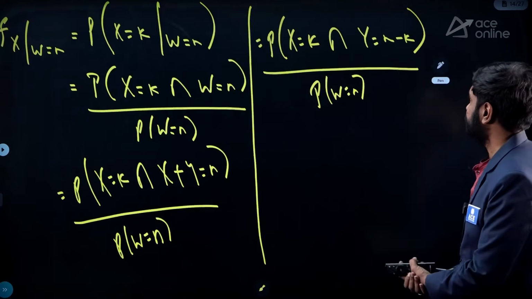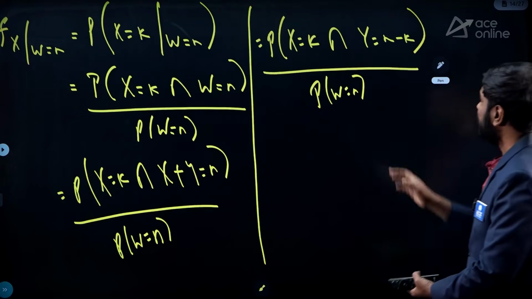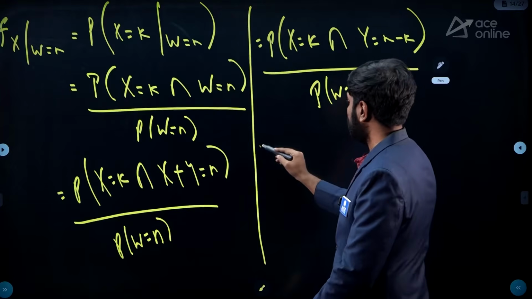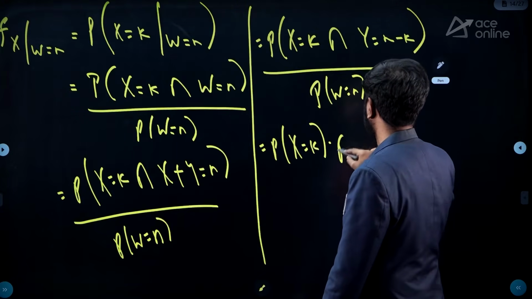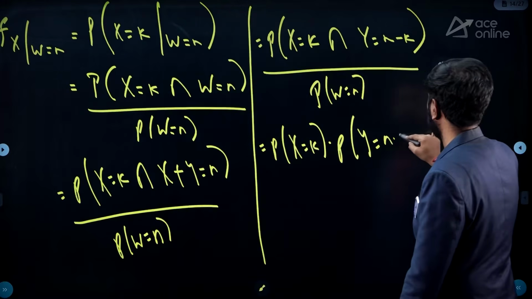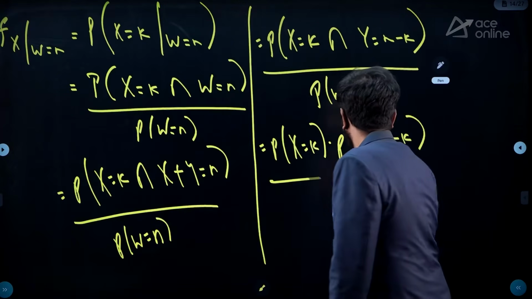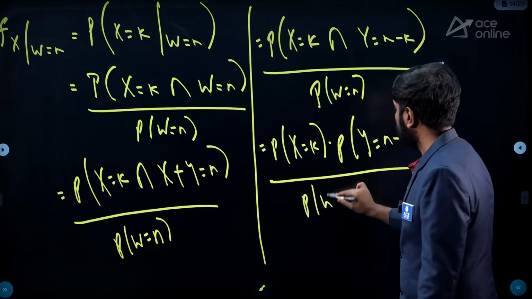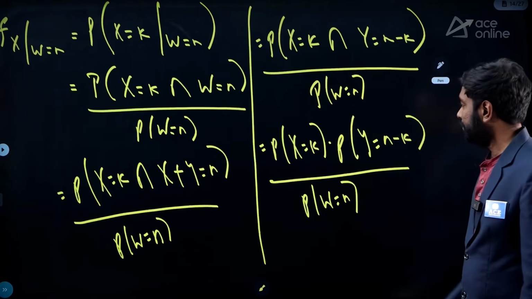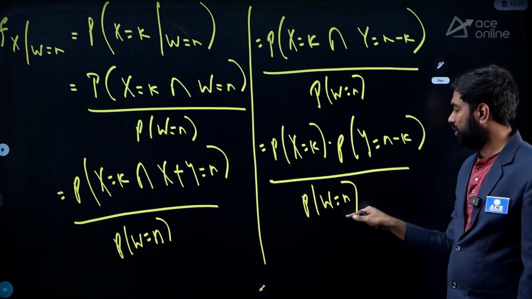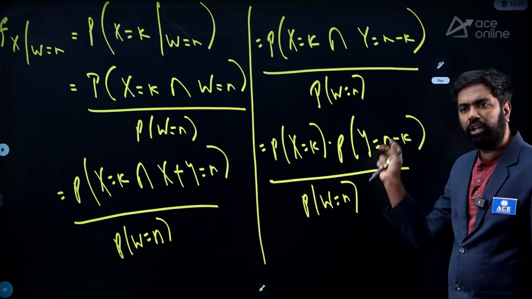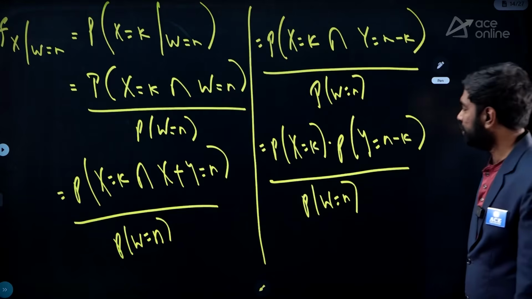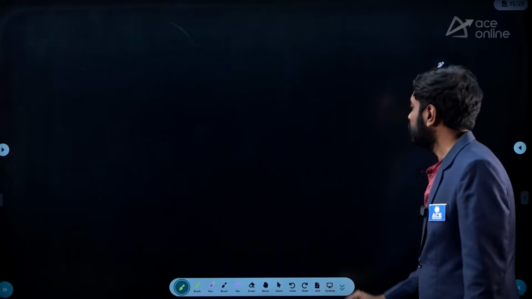So what next? Clearly x and y are independent. You can write this as the probability of x equal to k times the probability of y equal to n minus k, and then the whole divided by the probability of w equal to n. This is Poisson, this is Poisson, this is also Poisson. You know the PMF of all the Poisson random variables, so substitute to get the answer. Let's go to the next page.